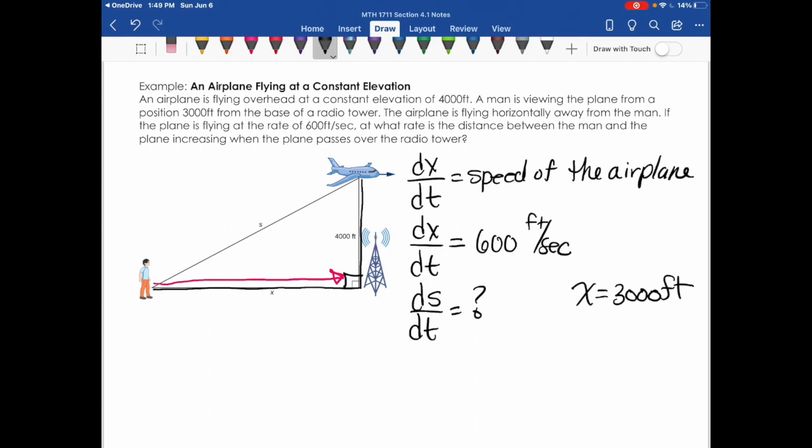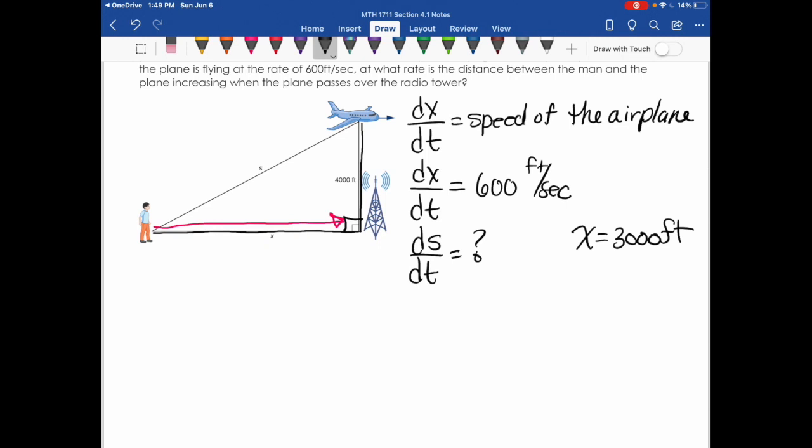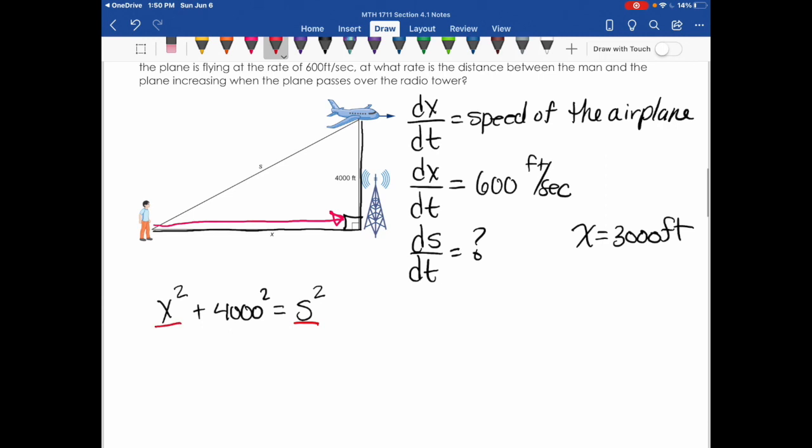Step 3 is to actually come up with some kind of equation that incorporates all of these variables into some kind of formula so we can take the derivative. So since we're looking at a triangle here, we can use the Pythagorean theorem. We can say that x squared plus 4,000 squared is equal to s squared. Now keep in mind that s and x, and I'll highlight it, are functions of time. So when we do take the derivative, we're going to have to use the chain rule. Now we left it as 4,000 because that's just a constant.